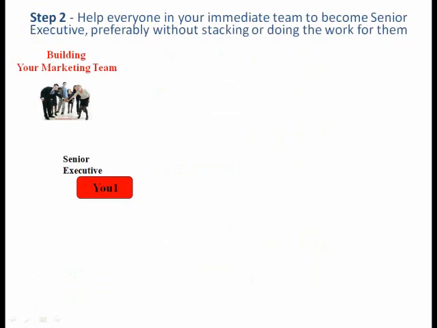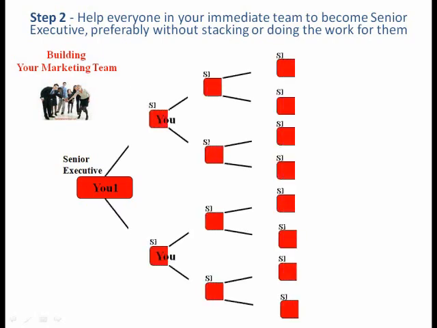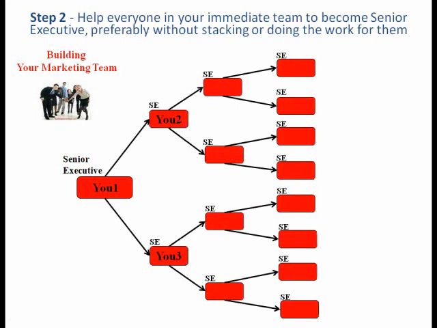Help everyone in your immediate team to become senior executive, preferably without stacking or doing the work for them. So this is how you want to see your immediate team. You want to make sure that everyone in your immediate team is a senior executive. That's the way to become successful with the tables.